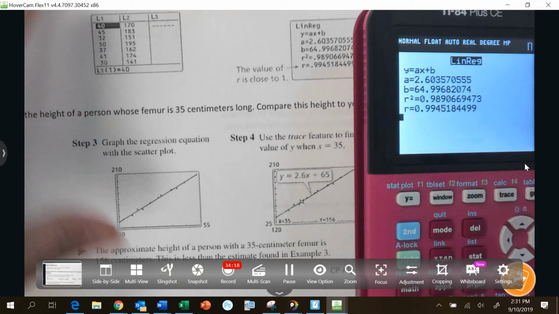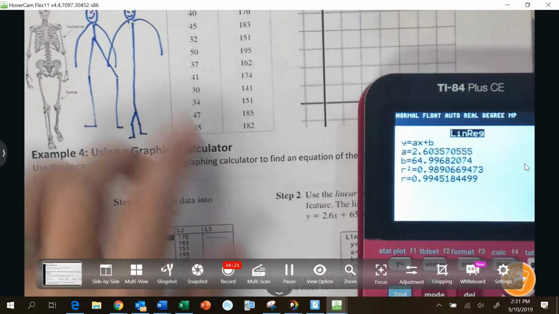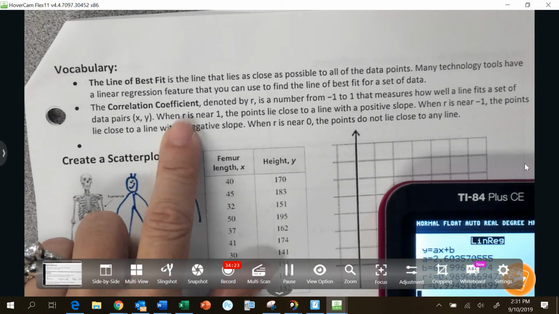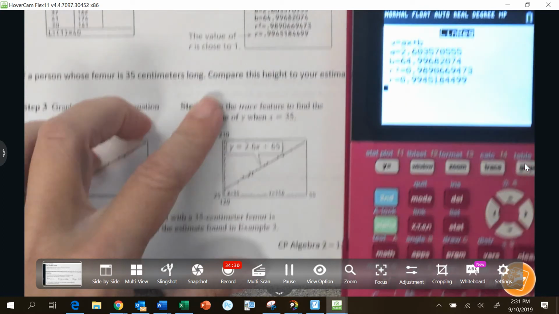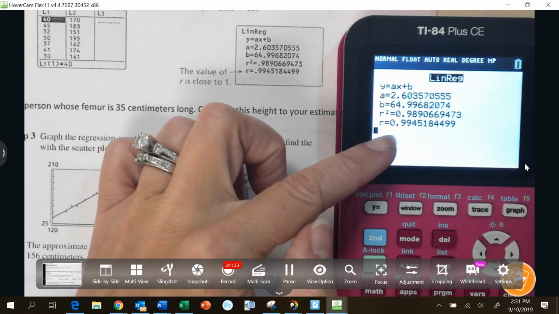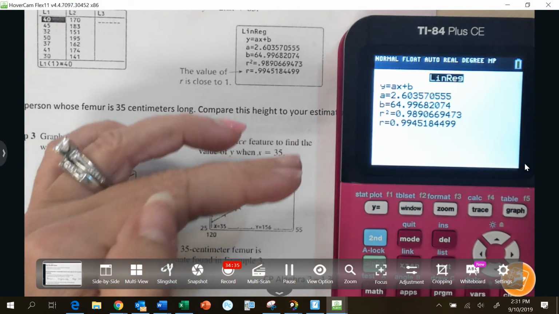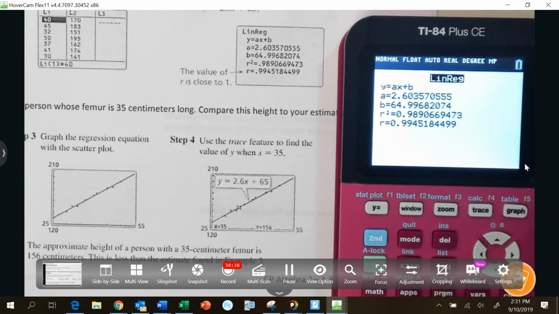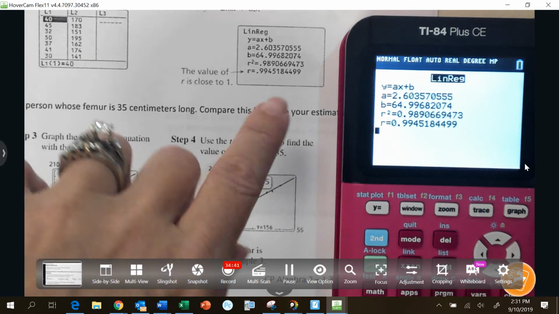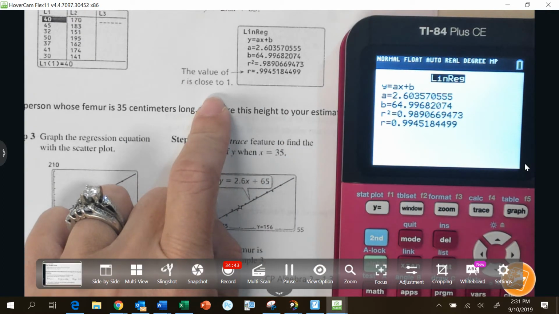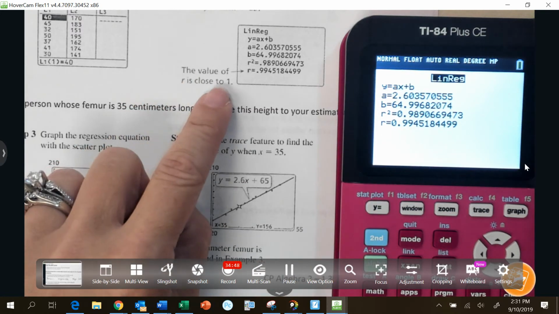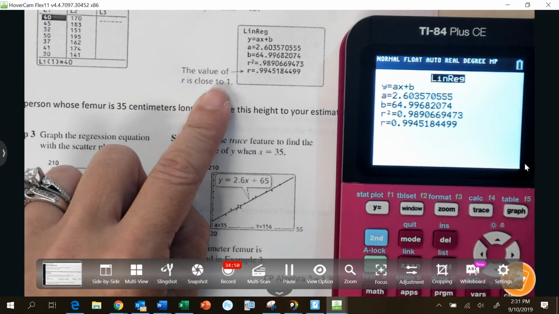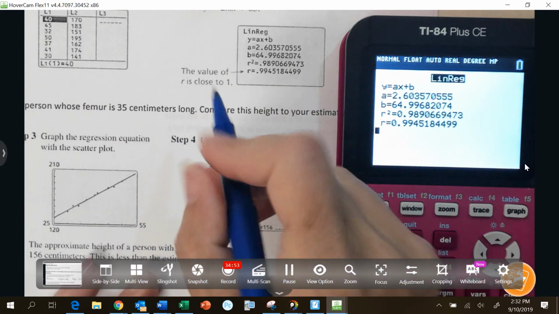There's something else called the correlation coefficient, which it talks about up here at the top. It's basically telling us how close this data is to being a perfect line. It's telling us, is this good data to use to predict for other people? You know that it's close to being a perfect line if the R number is close to being 1 or close to being -1. It does say that in the directions, but I'll just write it here.